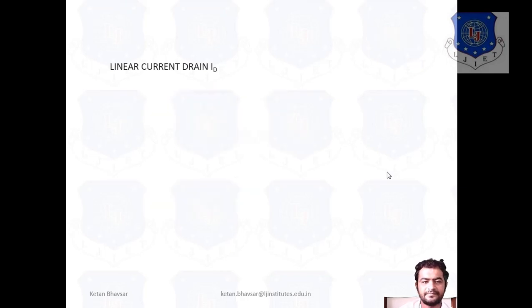Similarly, Kn, we have a Kn constant, μn Cox W by L. Right now we take μn as a constant, so Cox will be scaled up, W by L is scaled by S, but because the S cancels out, Kn' is equal to S into Kn.